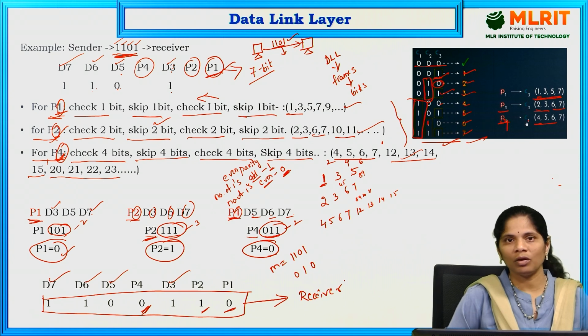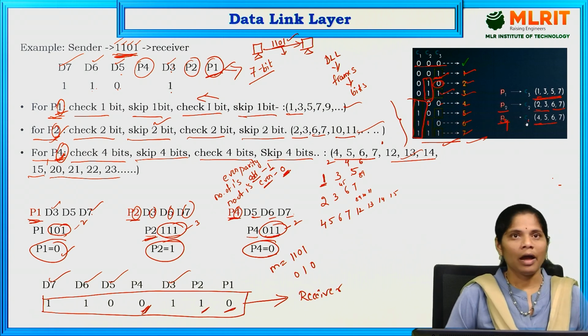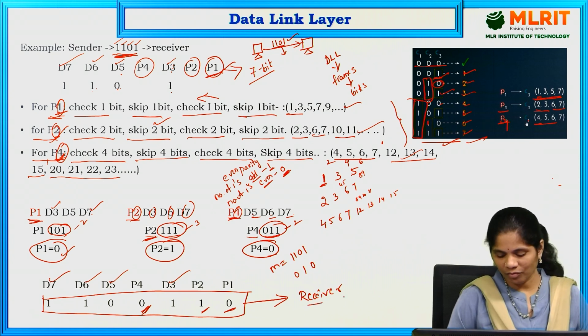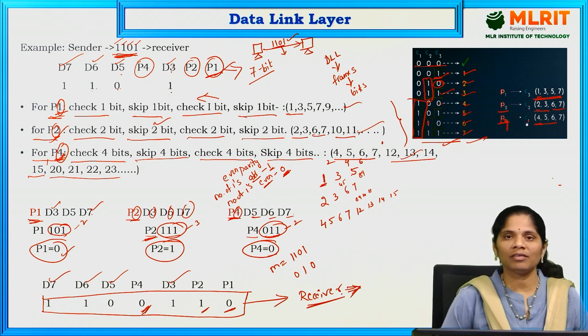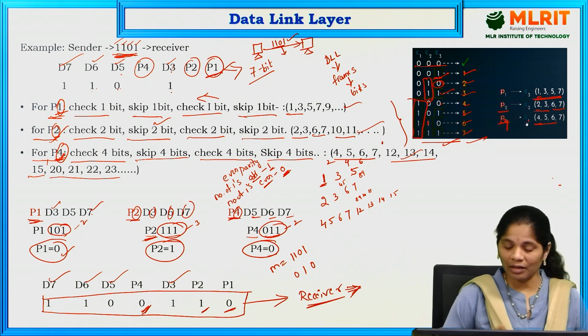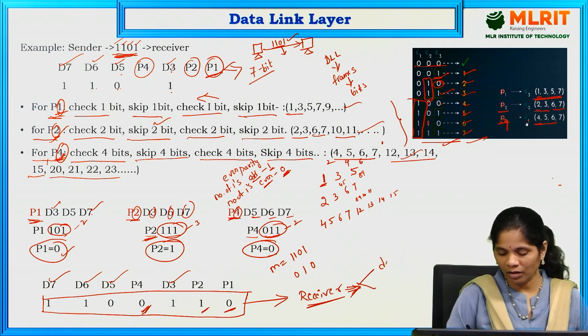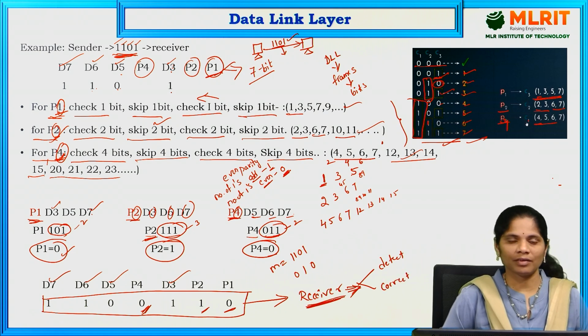So till here, only the sender side is going to be completed. Next, on the receiver side, what is going to happen? What do we have to check at the receiver? Whether the data is correct, and if any errors are there, how to detect the error and how to correct the errors. That is going to happen on the receiver side. That we will see now.